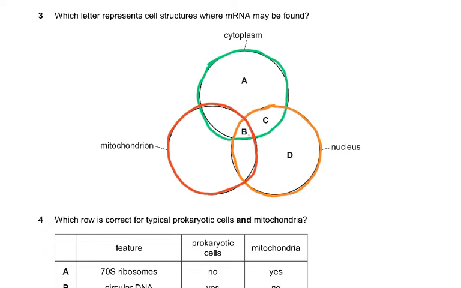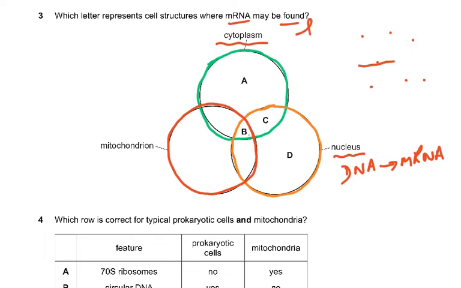Now coming to question number 3, what you have to understand is which letter represents cell structures where mRNA may be found. In the nucleus, yes, DNA to mRNA, so this will be transcription. So yes, in the nucleus also. In the cytoplasm, why? Because in the cytoplasm you have the free ribosomes, and that is where the mRNA is going to get attached to the free ribosomes.